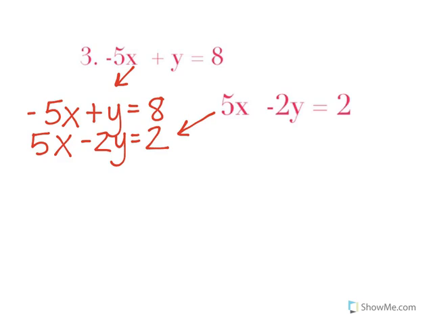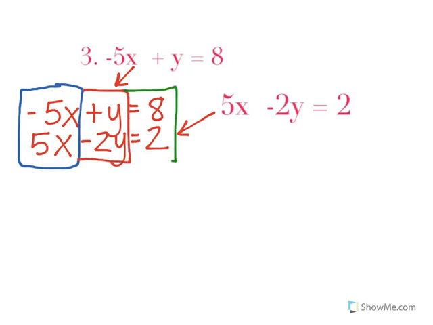Okay, I want to line up my variables so I can determine which variables will cancel out. So I'm looking at these as if they're in columns, and I'm going to eliminate these by adding each column. As you can see, my first column, negative 5x plus 5x, is going to cancel out, and this gives me 0.